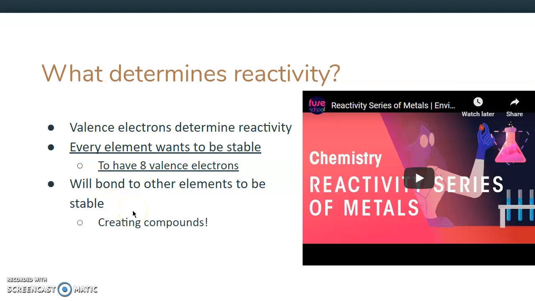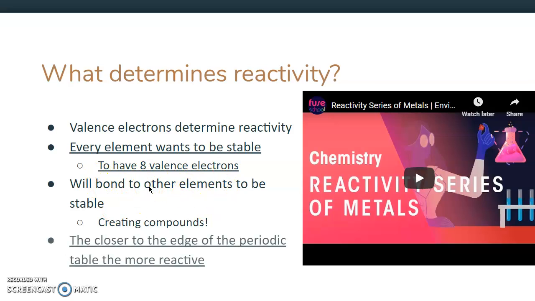So when they do come together with another element, it is creating a compound, which we learned about earlier. And if we can remember, our definition of a compound is 2 or more elements chemically bound. So that's how this reactivity works. So the closer to the edge of the periodic table, the more reactive we are, except our noble gases. So our alkali metals on the far left and our halogens on the far right are both very reactive.